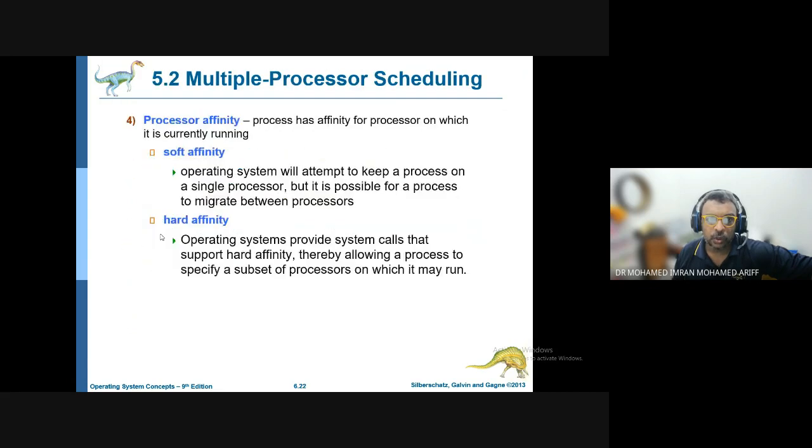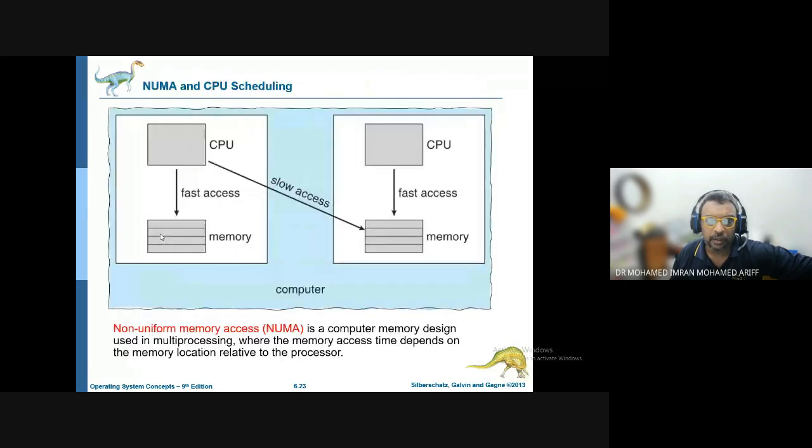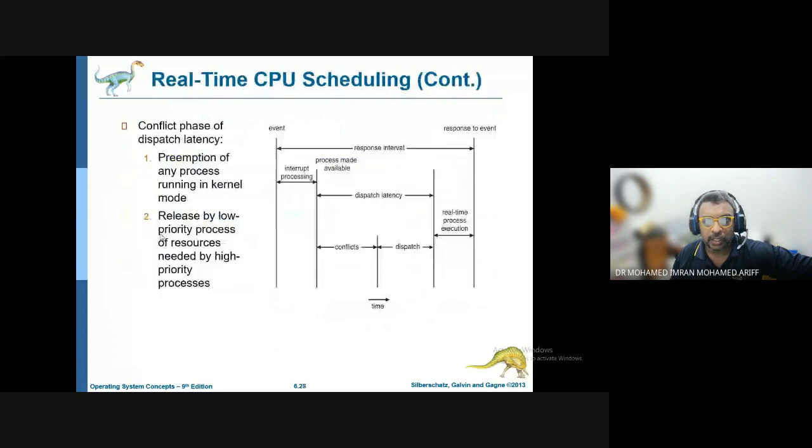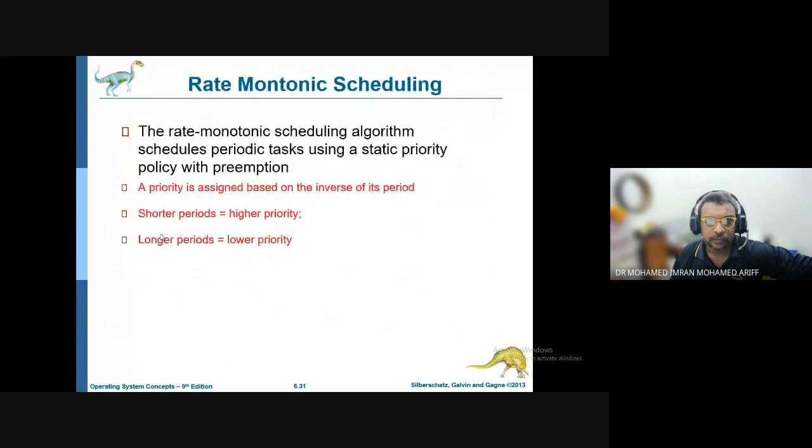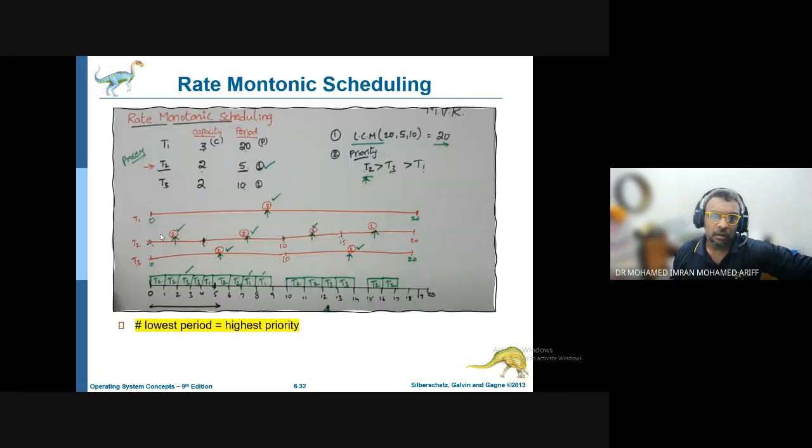Alright, let's go into a bit more. This is not all, you can read on yourself. Let's go into another one. I mean, it's a bit harder. Rate monotonic scheduling. Rate monotonic scheduling looks at priority. The shortest period has the high priority, the longest period has the low priority. Okay.